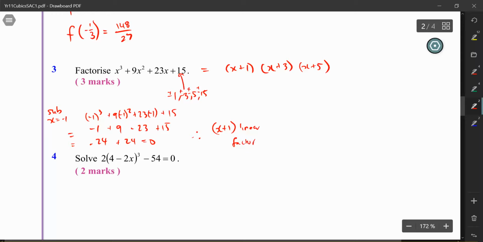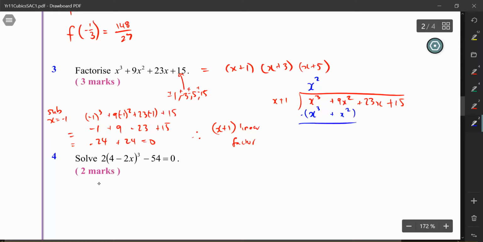So now that you know that's a linear factor, you would do long division, so you'd do x plus 1 divided by x cubed plus 9x squared plus 23x plus 15. And then you do your long division here. I'll do it in blue so we don't get confused. x squared times x will give me x cubed. x squared times 1 is positive x squared.